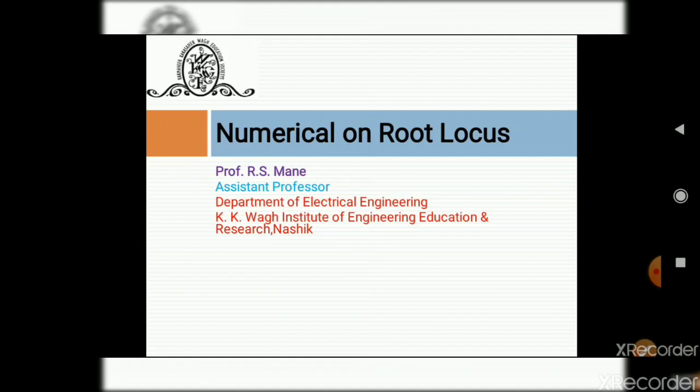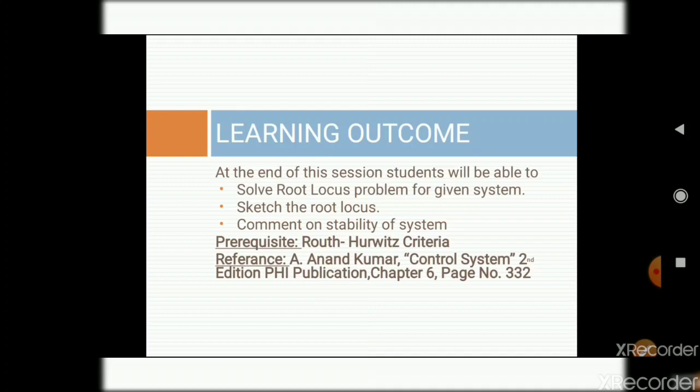In the previous session, we learned the different steps present to solve the root locus problem. Today we will implement those steps to solve a problem based on root locus. Some learning objectives for today's session are: at the end of this session you will be able to solve the root locus problem for a given system. Also you can sketch the root locus as well as comment on the stability of the system. The prerequisites for the session are Routh-Hurwitz's criteria and reference from Control System by Anand Kumar, PHI Publications.